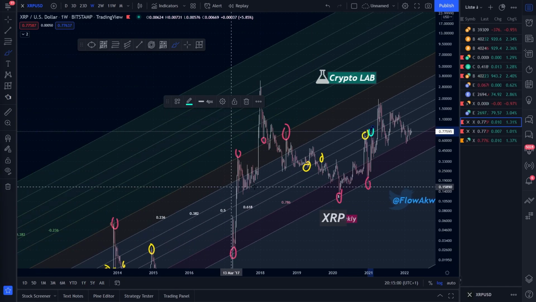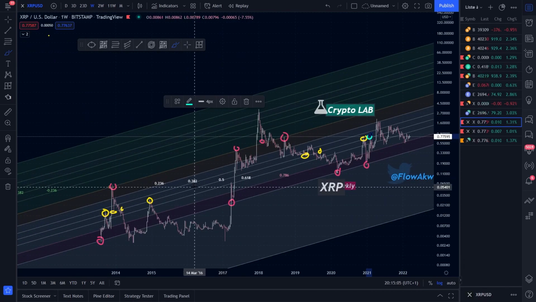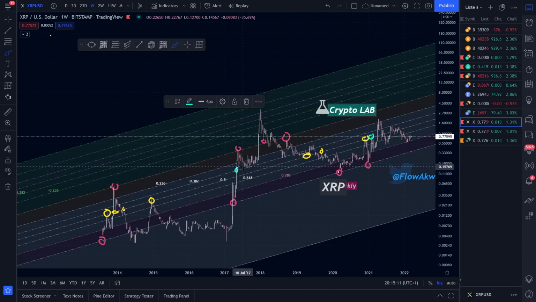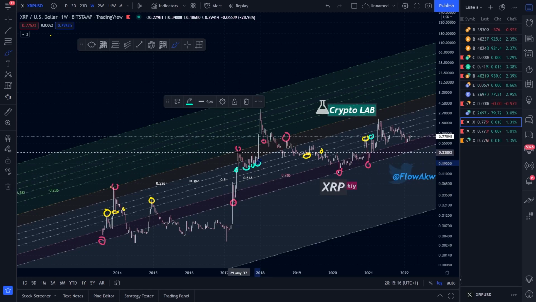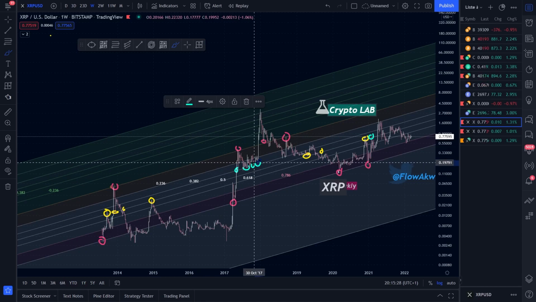What about the, let's say, 382 line? As you can see here, it was a very strong support for this entire correction after the moonshot that we had just right here. So we went down and all the way up, we used the 382 ratio as a support before having our second moonshot.